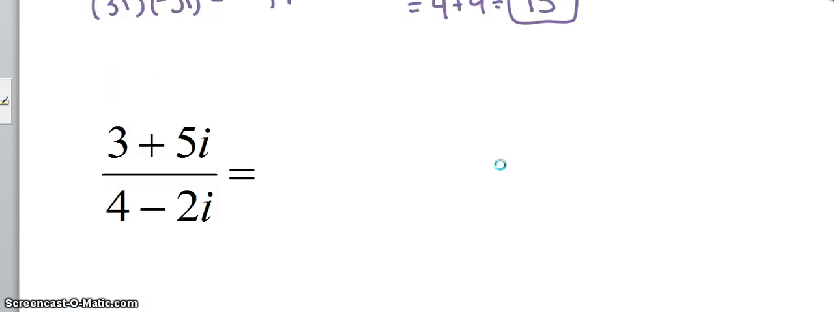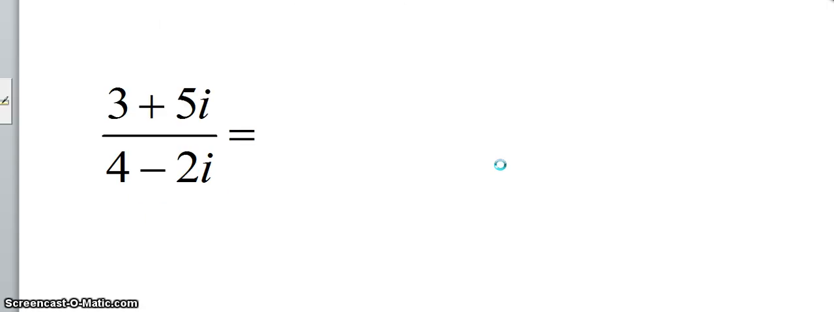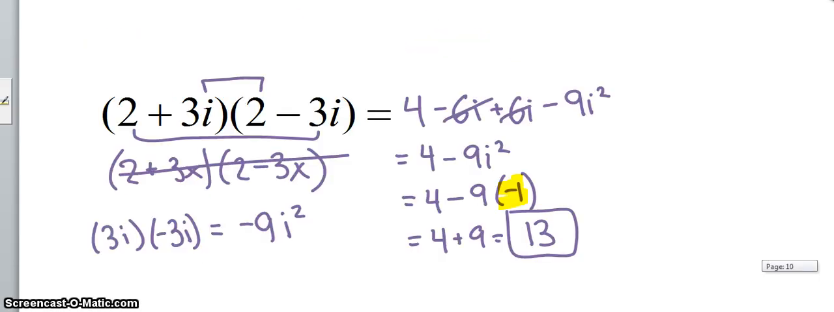Next one, divide 3 plus 5i over 4 minus 2i. Remember the rule where you can't have any radicals in the denominator that we talked about earlier? Well, that rule is going to come into play with imaginary numbers as well. Every time you divide by an imaginary number, you're going to have to find a way to get rid of it. And that's why I talked about this problem, because when you multiplied the same two terms with the opposite sign in the middle, all of the imaginary numbers canceled out, went away, and we were left with just 13.